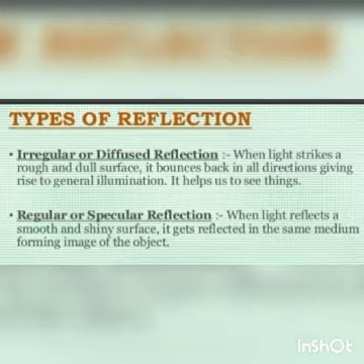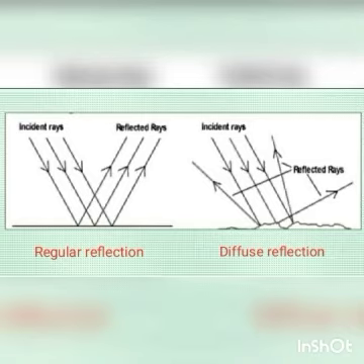So, reflection in a plain mirror. Reflection of light can be divided into 2 types: regular and irregular, also called diffuse reflection. Regular reflection means when light falls on a smooth and shiny surface, it gets reflected in the same medium, forming an image of the object. That we call regular reflection.